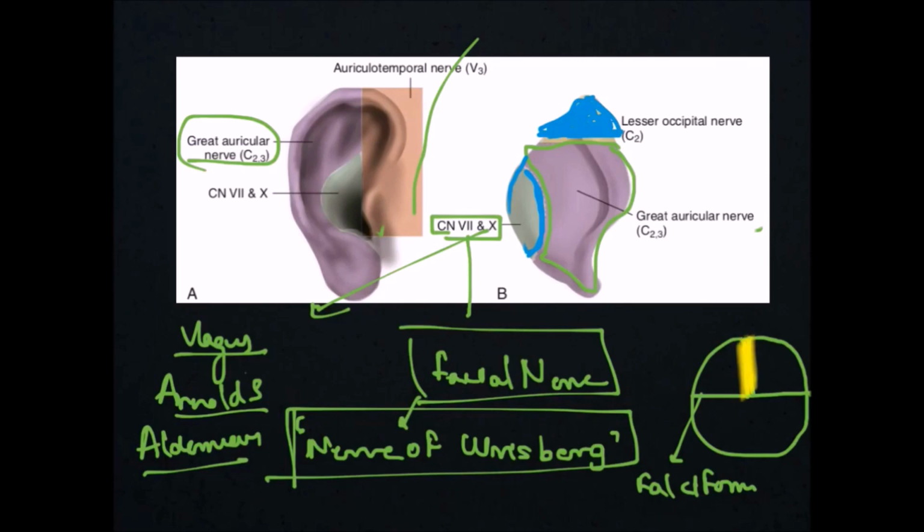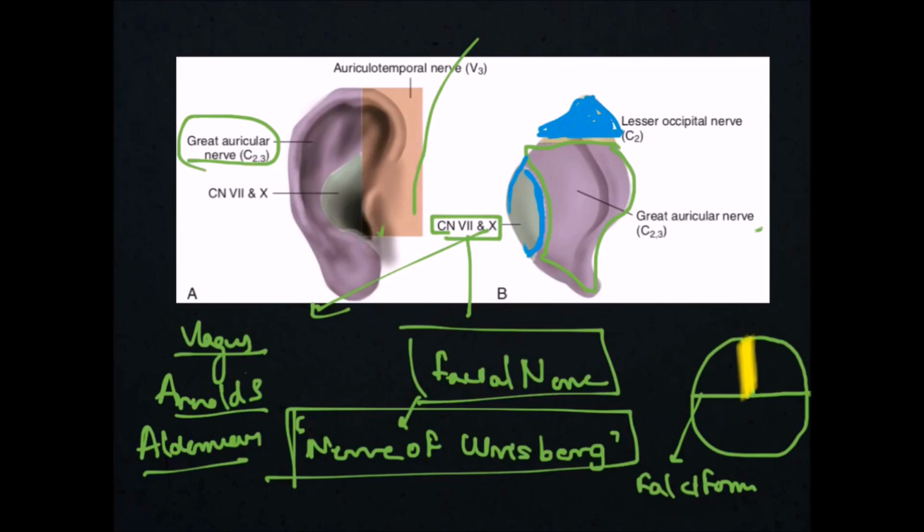Now Bill's bar was discovered by William H. House, who is also known as father of neurotology. He is the Nobel Prize winner for the cochlear implant. You must know this point. Then Bill's bar divides the superior part into the anterior and the posterior part.